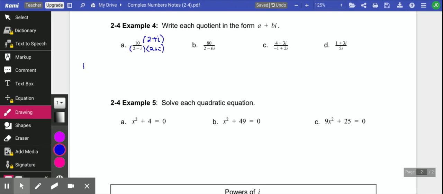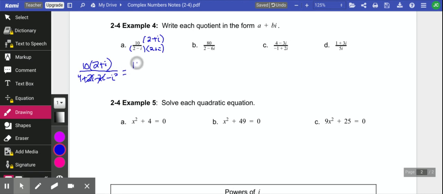Now, the top, I am not going to do anything to that right now. Just going to leave it alone. The bottom, I am going to FOIL this out. 2 times 2 is 4. And then we get plus 2i and minus 2i, which you can cancel right away, minus i squared.